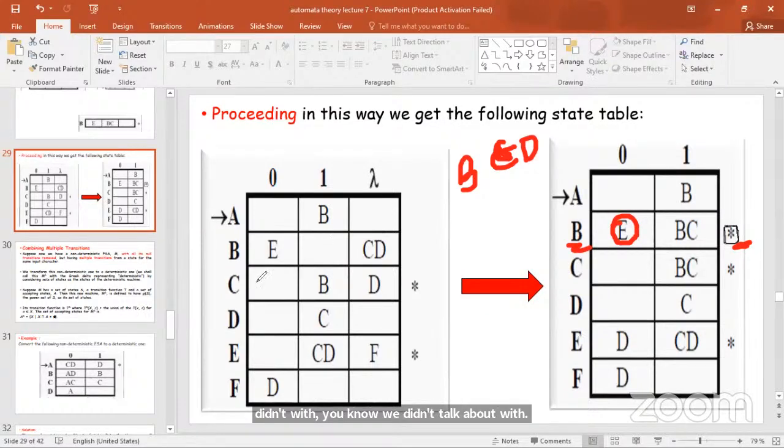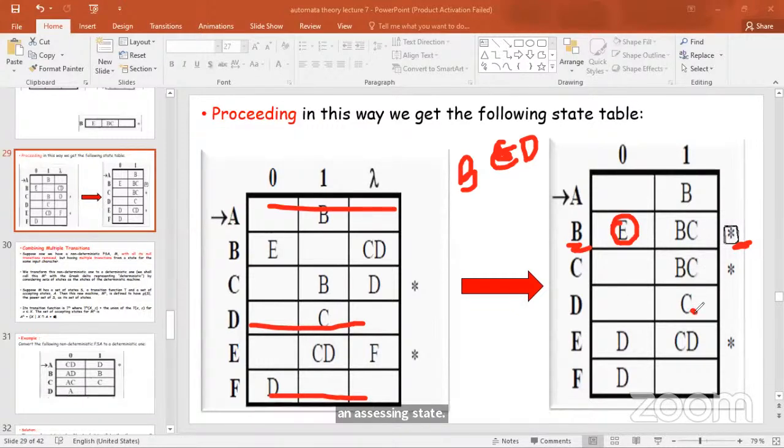We didn't tamper with A, right? We didn't tamper with D, did we? And we didn't tamper with D. So any of them may not have that privilege of becoming an accepting state. Now, if you look at this one here, it has a C, but because we didn't do any union for it, it cannot be an accepting state.